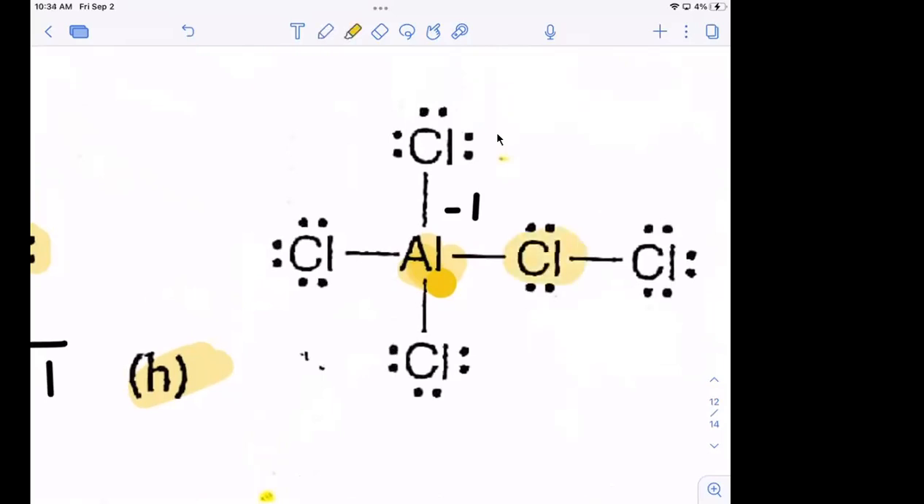Let's calculate that. So for chlorine, the valence is 7. Is that right? Yes. So valence is 7. Actual is, let's count them up, 2 lone pairs and then 1 from each bond. So that's a total of what? 6. So the formal charge on chlorine is going to be +1.